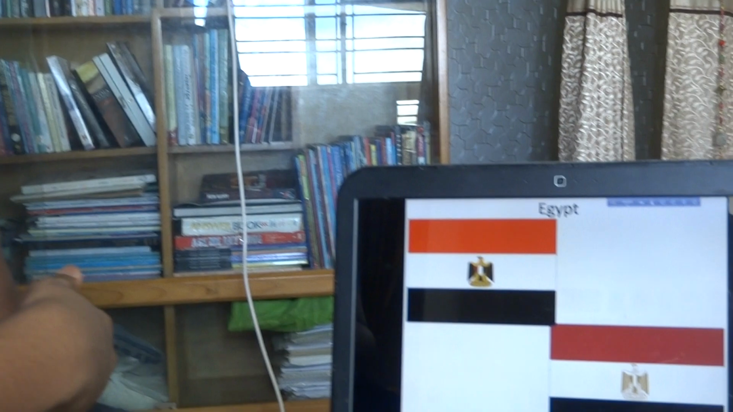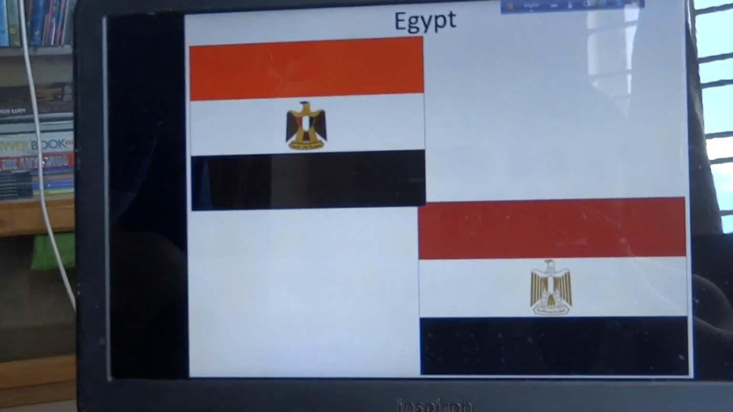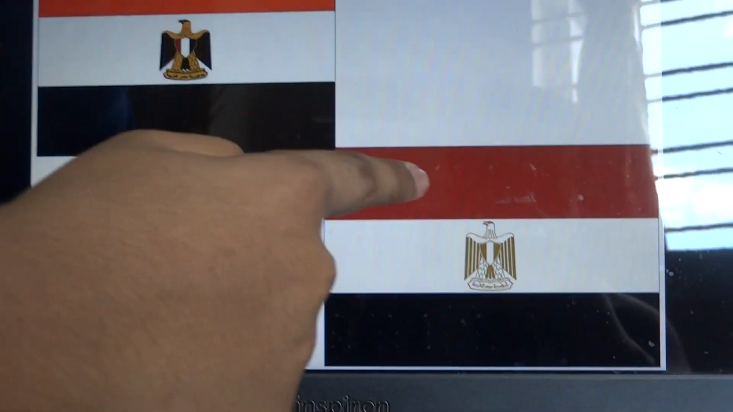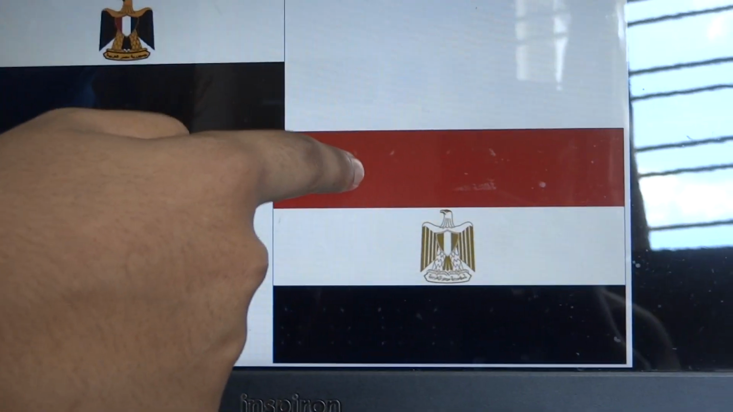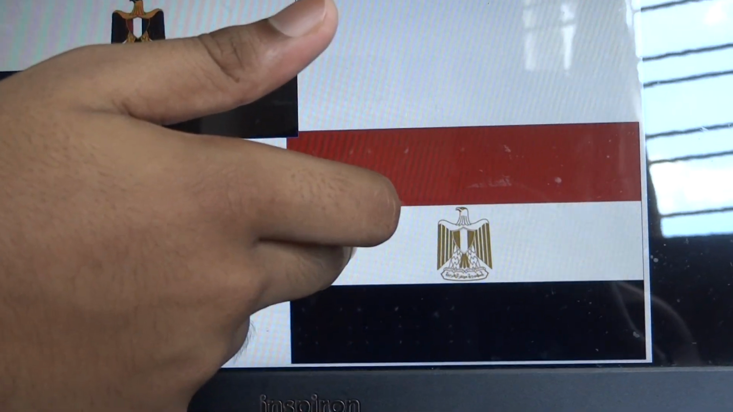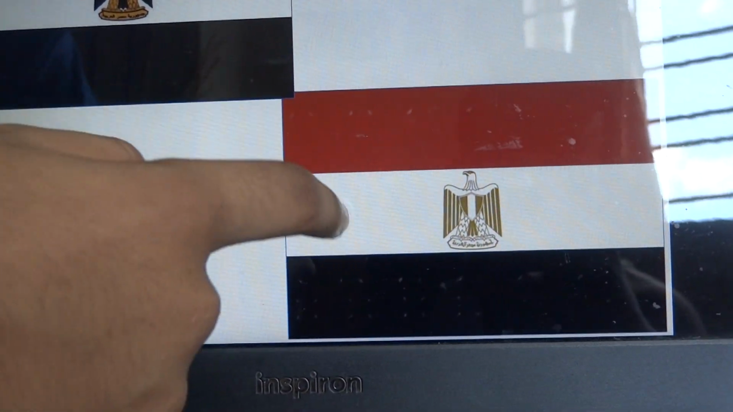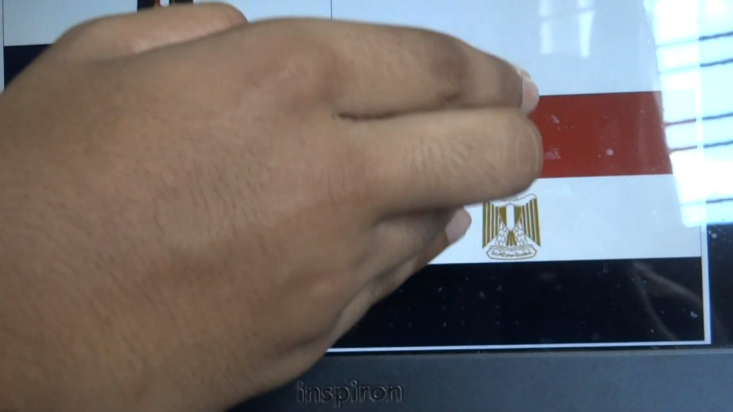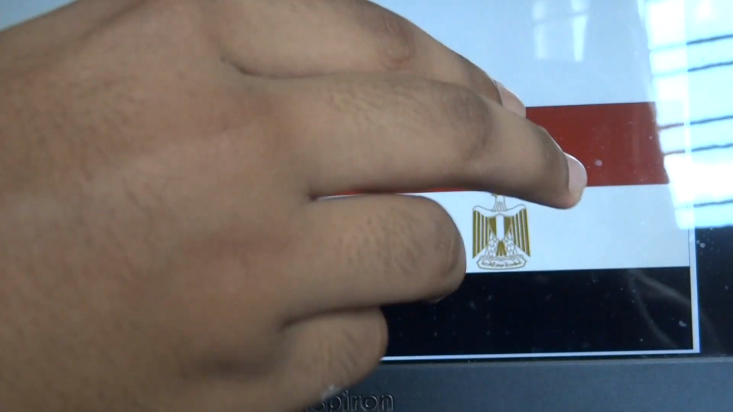Now we're moving on to Africa. This is the flag of Egypt. This red shows the blood of the martyrs, like our flag. This white shows purity of heart. The red and white bands denote the blood of martyrs and the purity of heart, respectively.